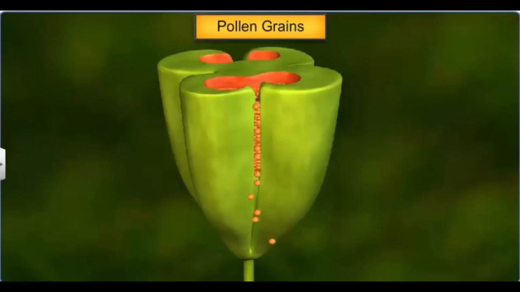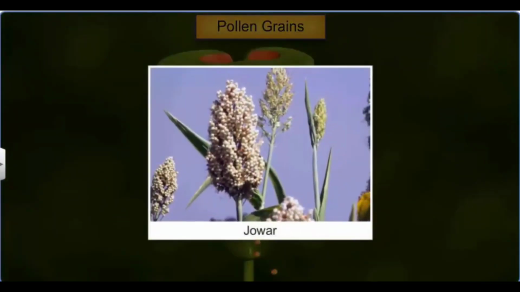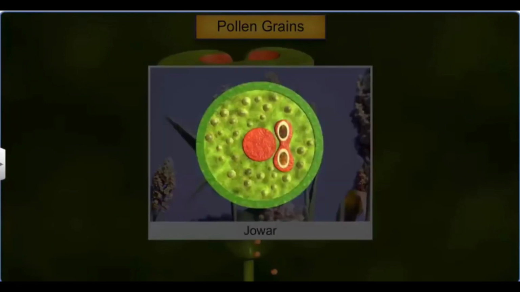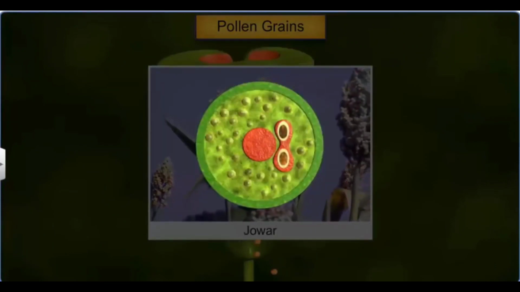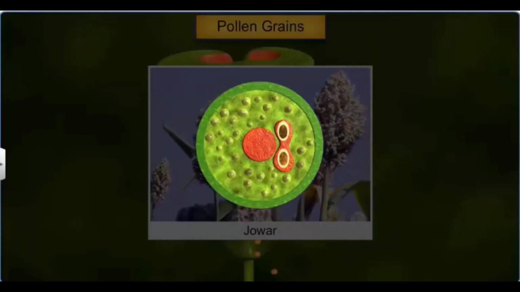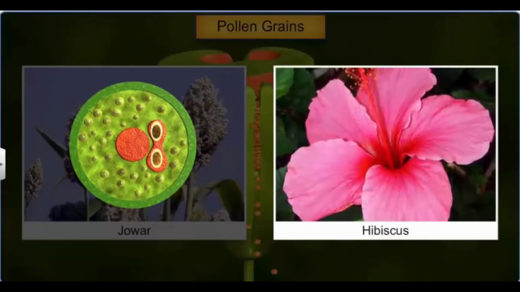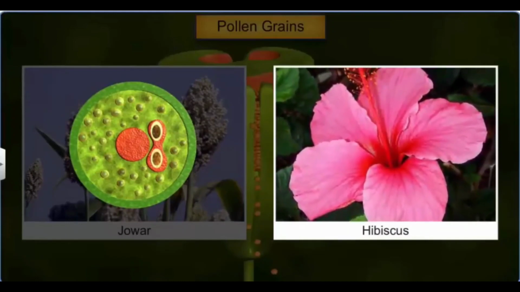Are you aware that in cereals such as jowar, the pollen grains are shed at the three-celled stage, whereas in 60% of angiosperms, which include plants such as hibiscus, the pollen grains are shed at the two-celled stage?